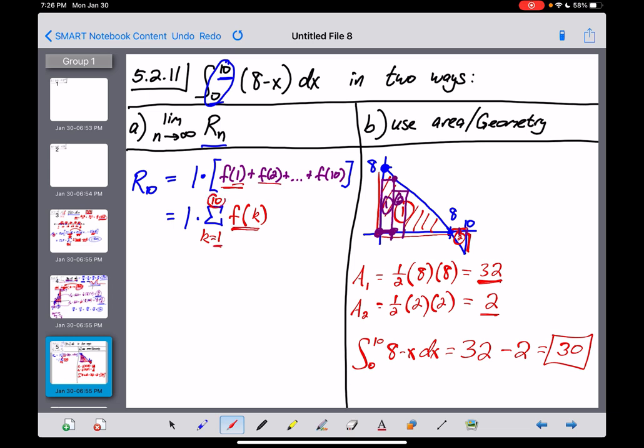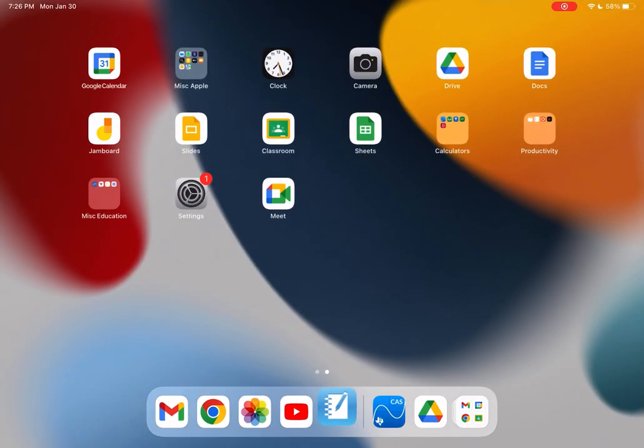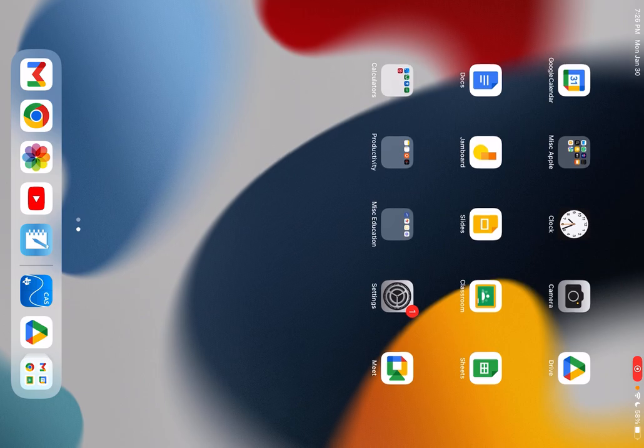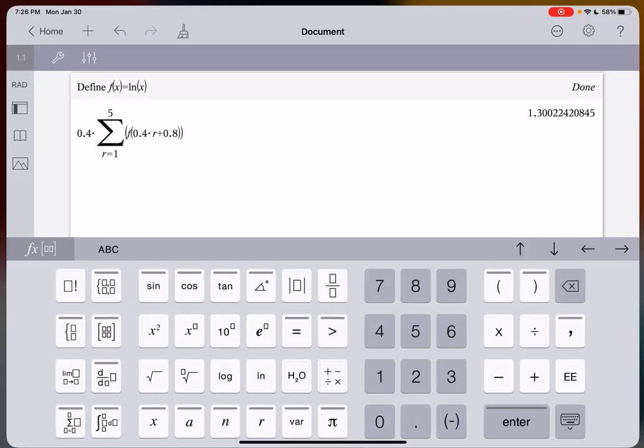And last one, when k is 10, you end with f of 10. So this one was pretty straightforward. Now, this is going to take me a second. I've got to put the function into my calculator.